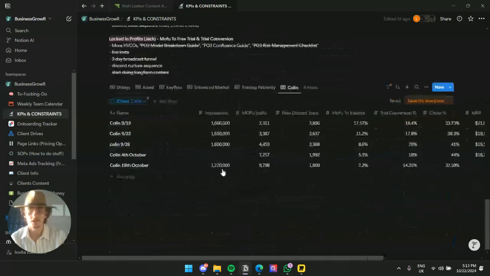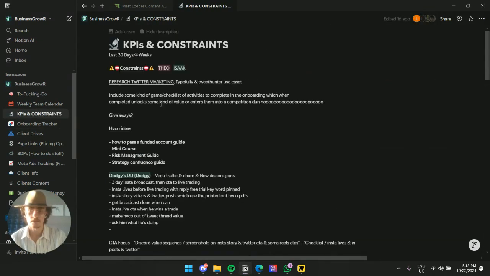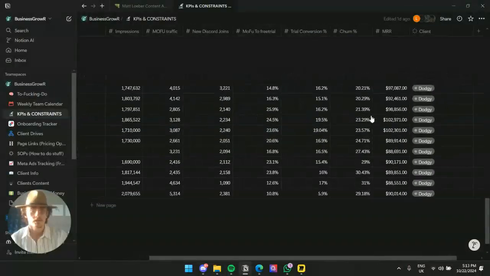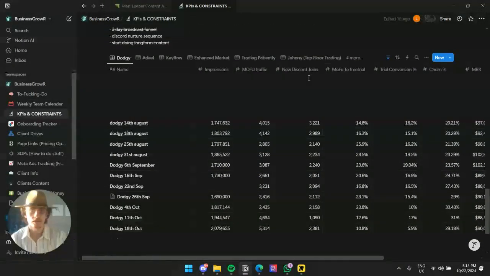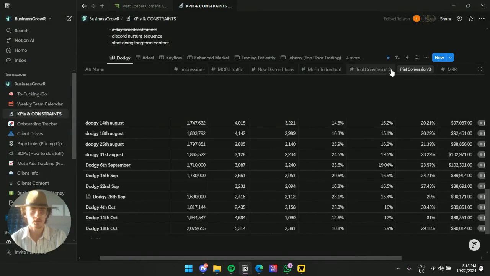So I'll show you what those numbers are. So we're going to Dodgy here. The two numbers we're trying to improve with the onboarding email journeys are trial conversion percent, so when someone starts a free trial, like when you get 100 free trials started, how many of them actually pay? That's trial conversion rate. And then churn, which is how many people cancel per month. The onboarding journey increases free trial conversion rate and decreases churn. So it's going to make you a lot more money.